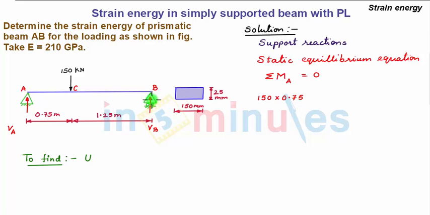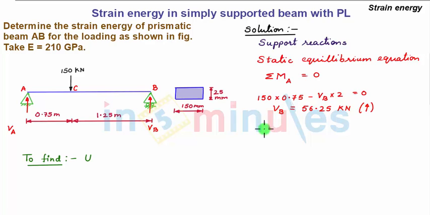Next we have anti-clockwise moment caused due to this upward vertical support reaction VB acting at a distance of 2 meter from point A. So we have minus VB into 2, and summation of all this moment is equal to 0. Upon solving this, we get the value of VB as 56.25 kilonewton, which is positive. This denotes that our assumption is true and the vertical support reaction VB is upward.